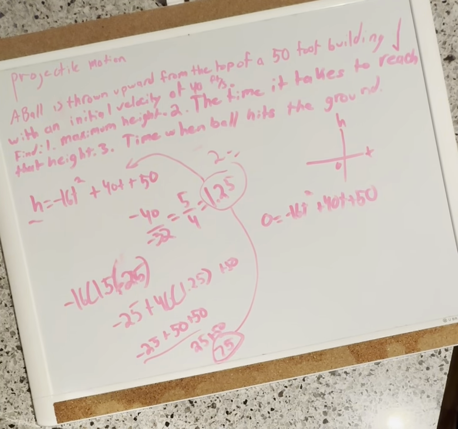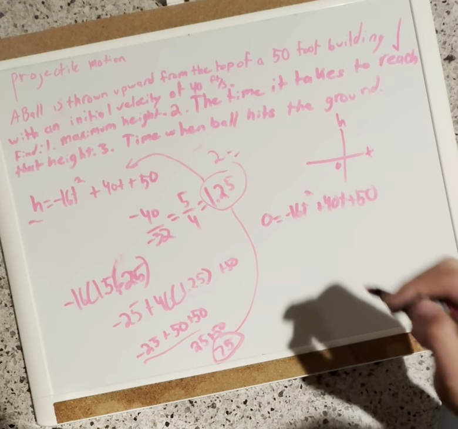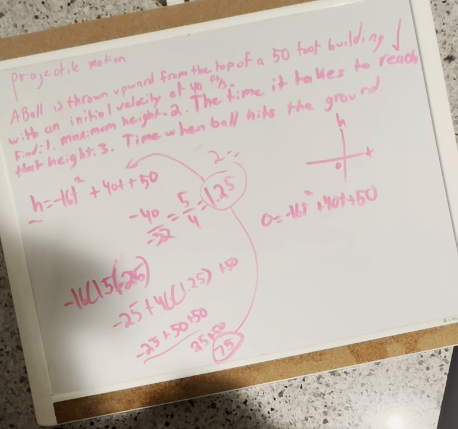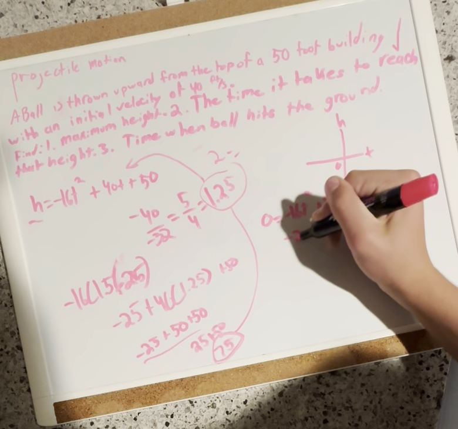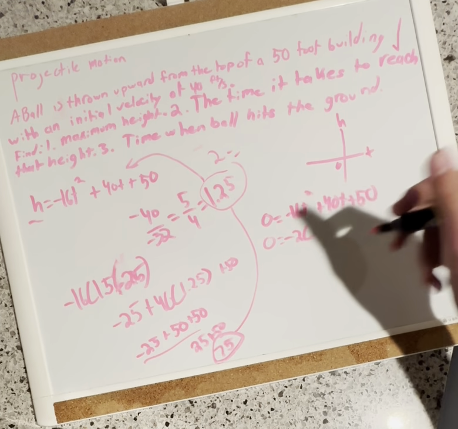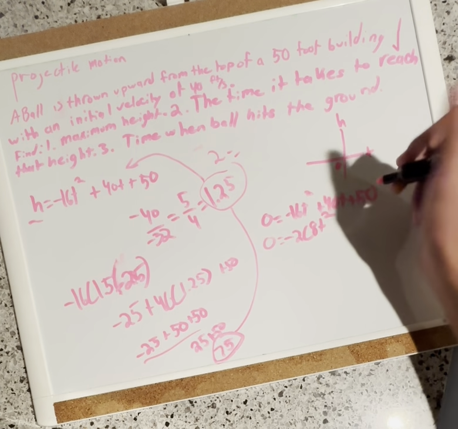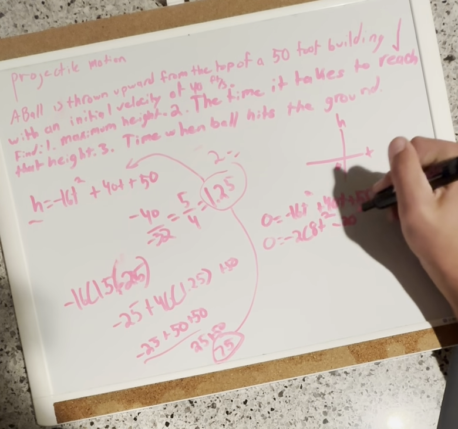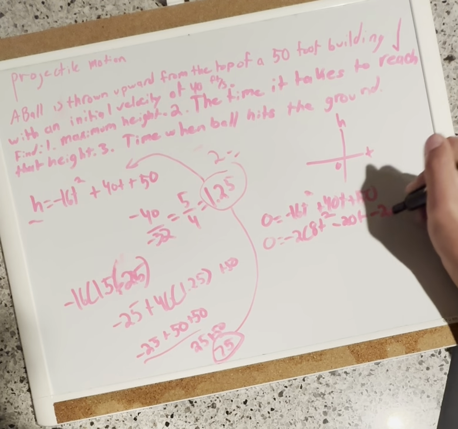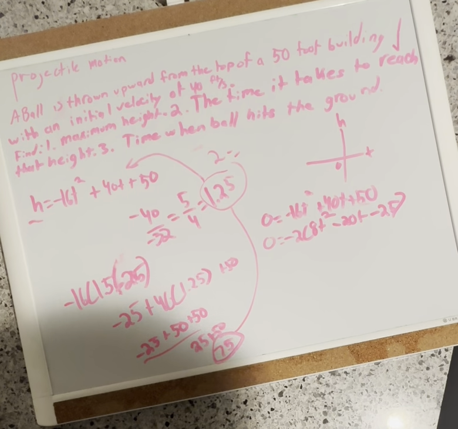And then this might actually be factorable. I'm not exactly sure, but we can pull out a negative 2. So 0 equals negative 2. I'm just going to GCF here just to make it easier. 8t squared minus 20t minus 25. And then I think we are going to have to use the quadratic formula.